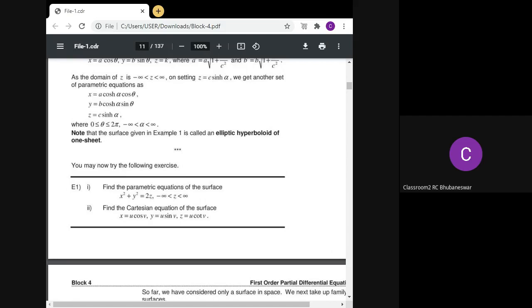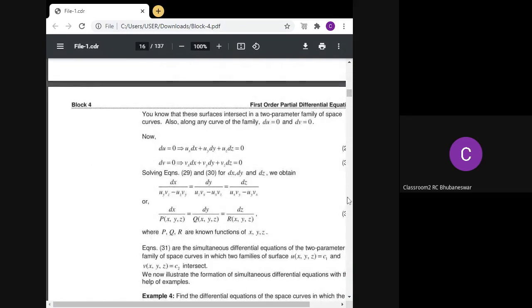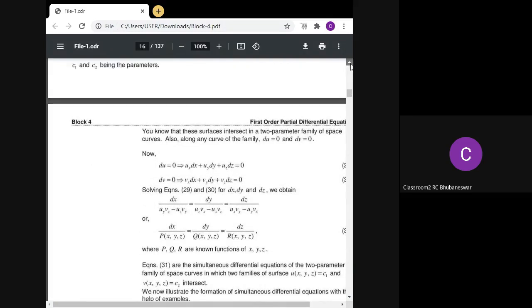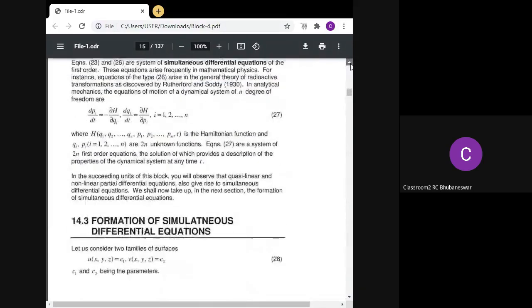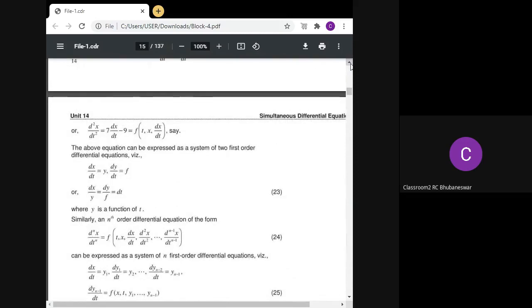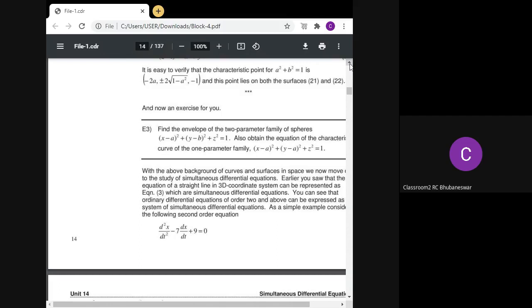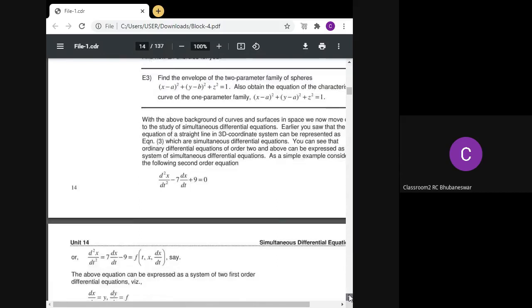Here we move to page number 12, where we discuss the family of surfaces. Till now we have been discussing the equation of a surface or curve. Now, if we have more equations of surfaces or curves, how can we represent them? These are called a family of surfaces. Let us see this expression.